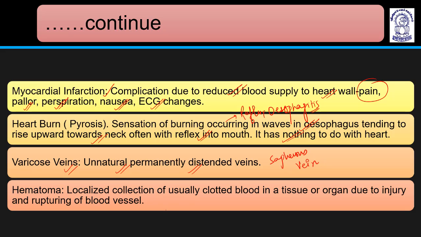Hematoma. It is a localized collection of usually clotted blood in a tissue or organ due to injury and rupturing of a blood vessel. Whenever there is an internal injury and the blood vessel gets injured, the blood gets accumulated in a particular tissue. If it doesn't find a path to be expelled out, then it is known as what? Hematoma. Hematoma is sometimes misread as a tumor, but it is not a tumor. It is just a blood filled space.